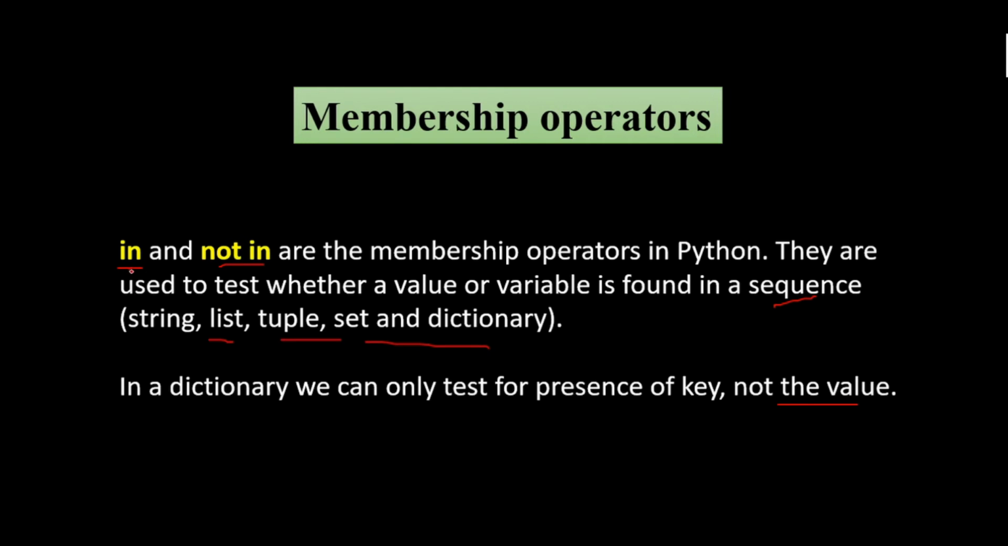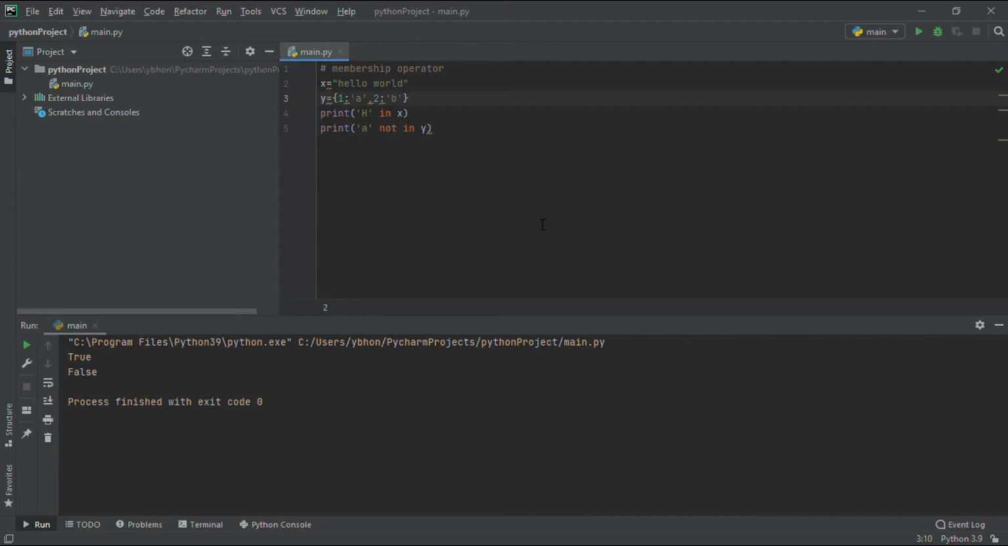Now this in operator returns true if the value is found in the sequence. And the not in operator returns true only when the value is not found in the sequence. So let's see the example.